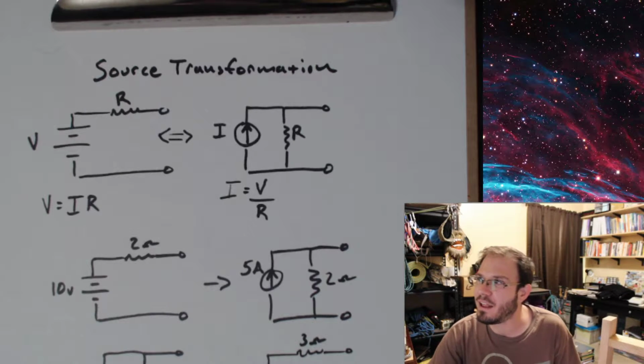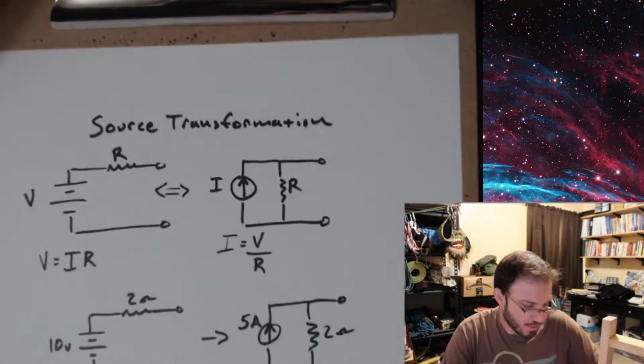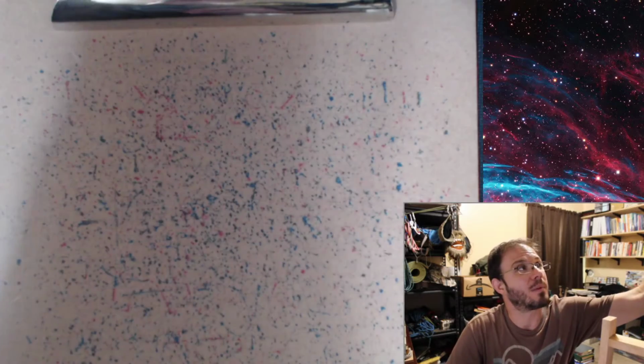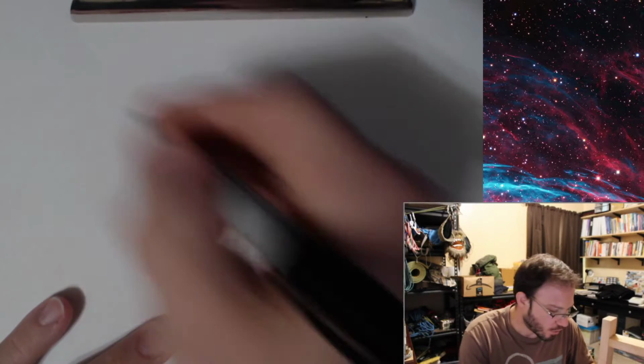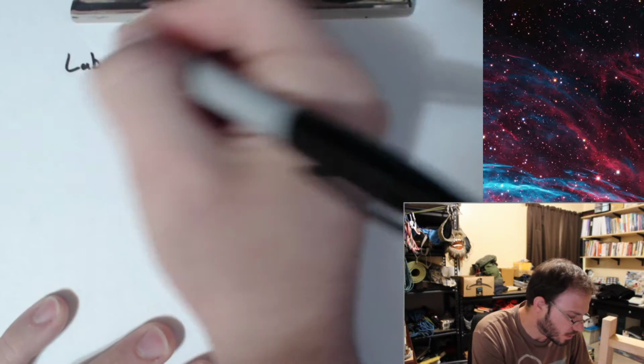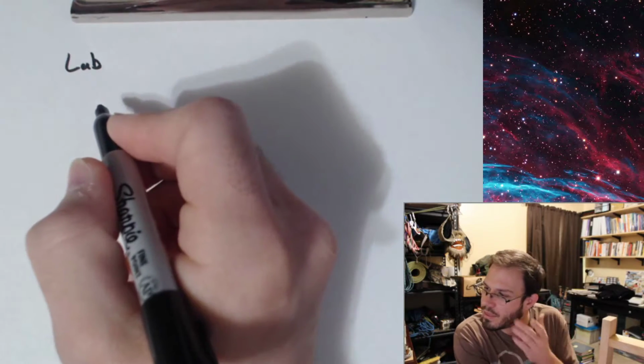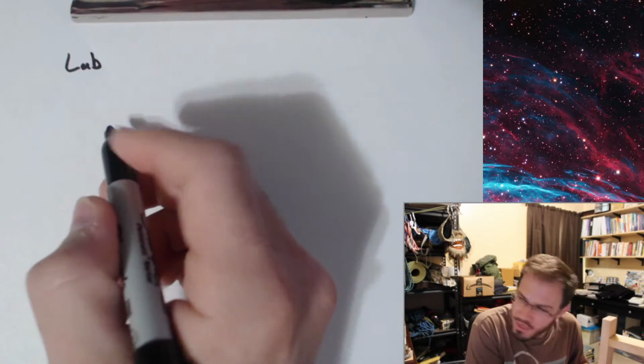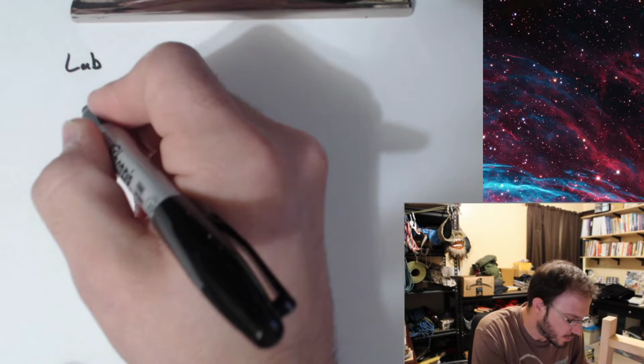So now that we know about this source transformation, and since we should have done the lab already, can anyone give me the values that they got for their Thevenin and Norton equivalent circuit from lab? You can call it out or type it into chat, but let me know from the lab. Let's start with the Thevenin equivalent circuit.